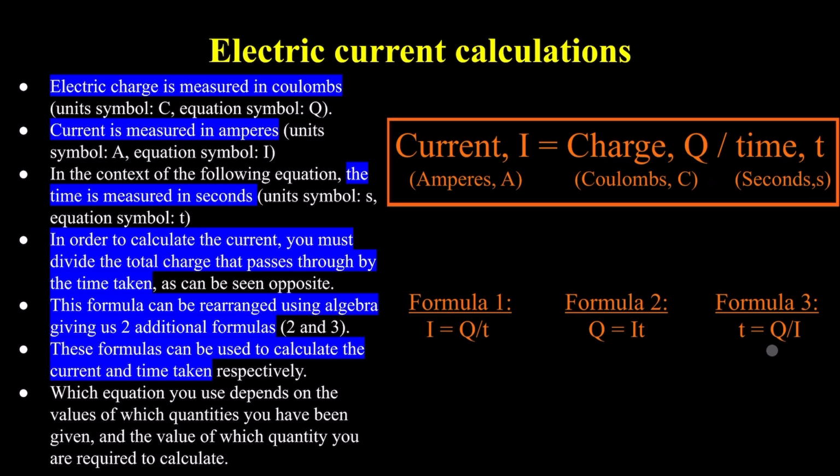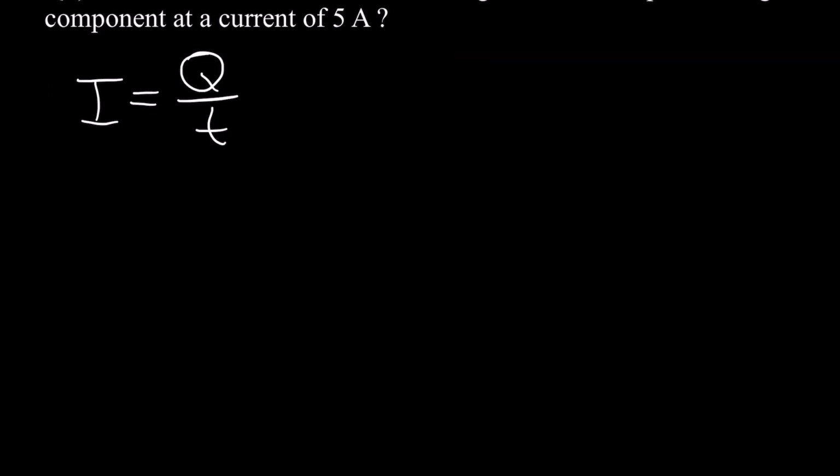So we have been given the charge and the current, and we've been told to calculate the time taken, and so we need to use formula 3. So T equals Q over I. So before we start answering this question, let me show you how to rearrange this formula to make it in terms of T.